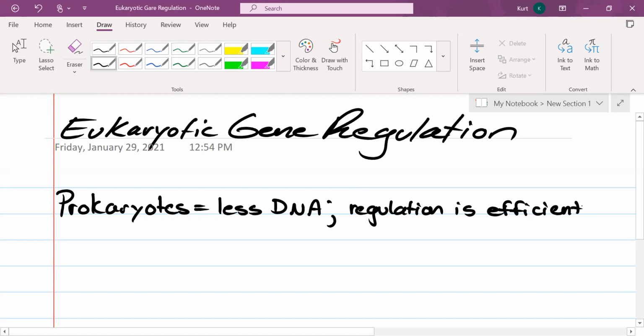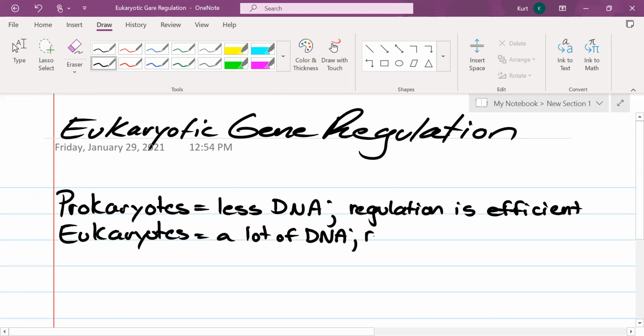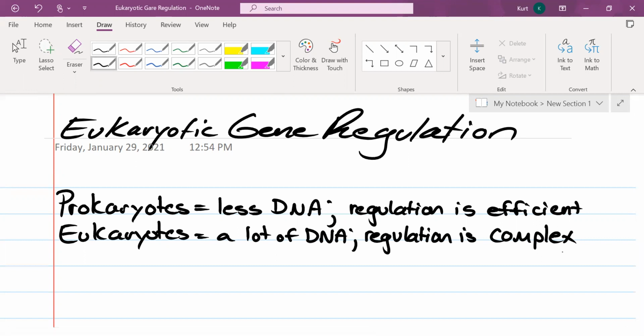If you have an easy job, it shouldn't be too much of a problem to do it well. But when it comes to eukaryotes, such as us, we have a lot of DNA, to say the least, and regulation is complex. Because there's just so much. It's like reading a children's book versus reading the Encyclopedia Britannica. It's a little complex. It's a lot more to take in.